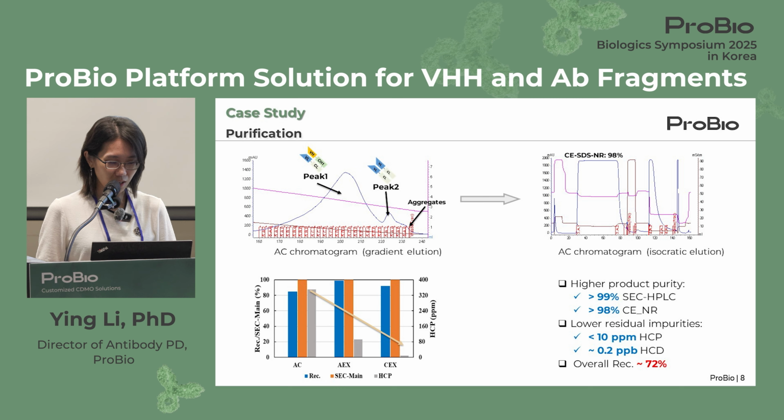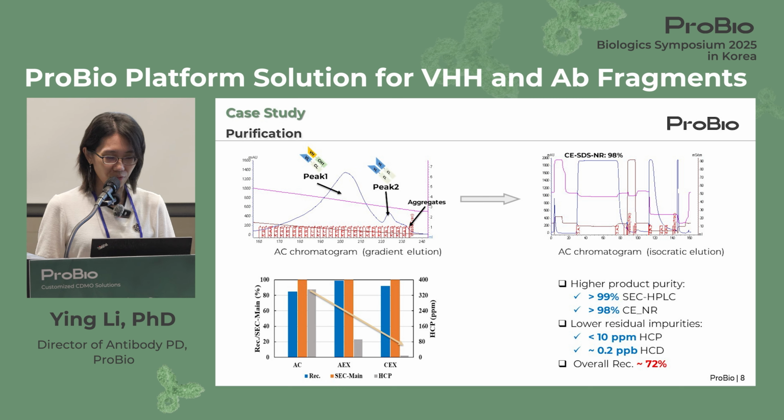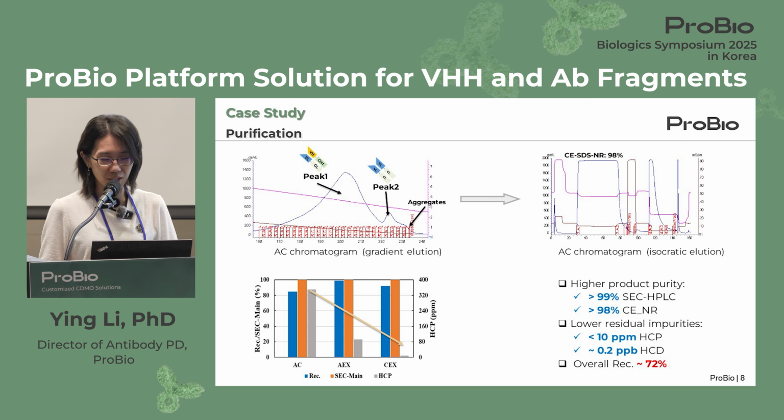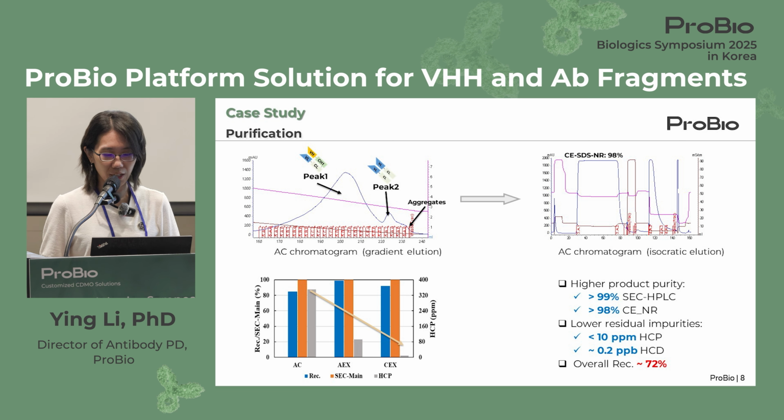As you can see, through the AC step, we can achieve close to 100% of the SEC purity with a decent recovery rate over 80%. And we further have two polishing steps to remove the additional impurities such as HCP and HCD. And the overall recovery is at 72%.